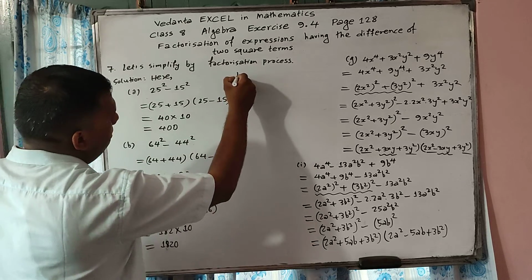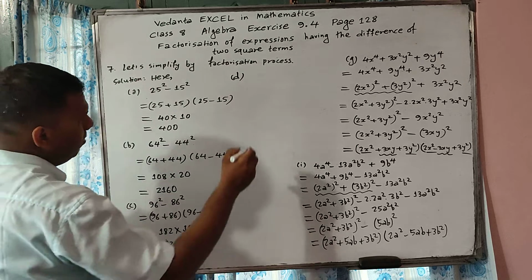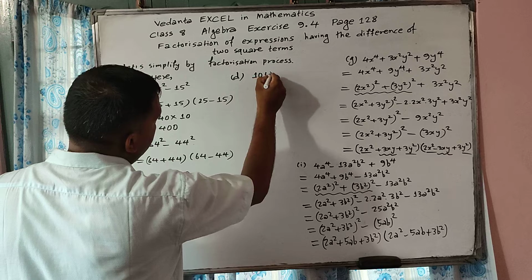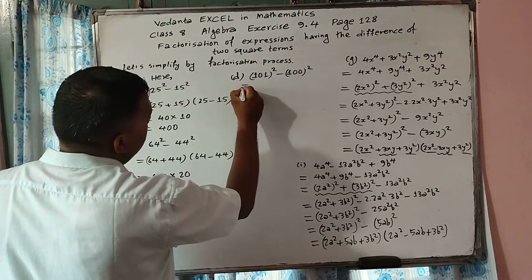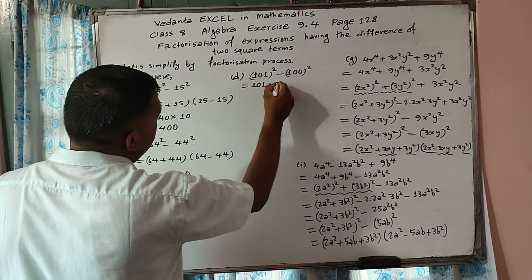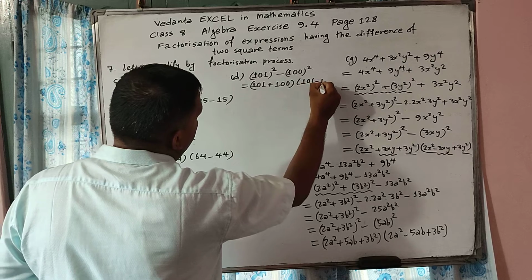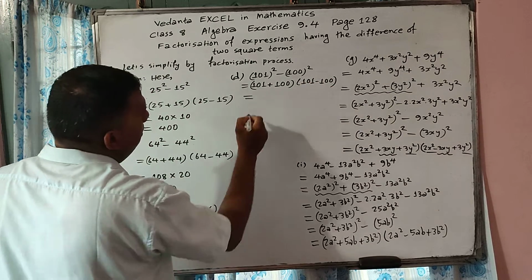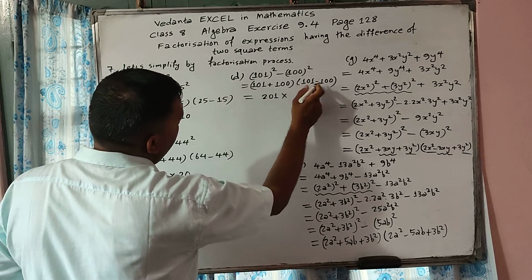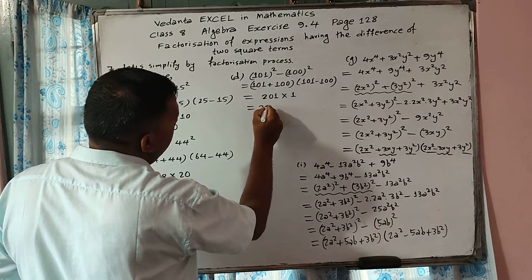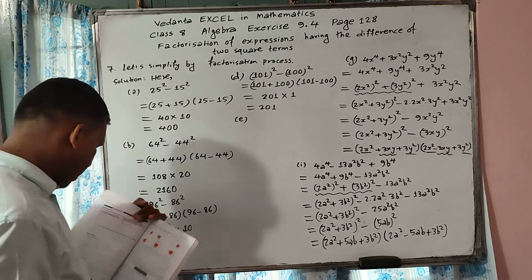Now on D, we have 101 square minus 100 square, which is equal to 101 plus 100 into 101 minus 100. 101 plus 100, that is 201. Into 101 minus 100, that is 1. That is 201.